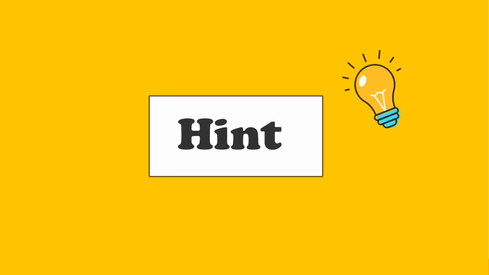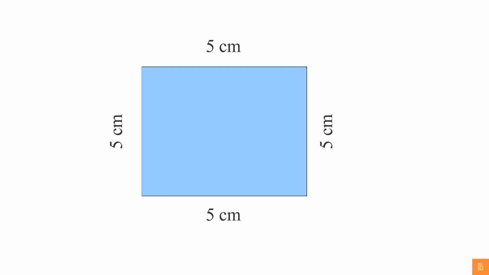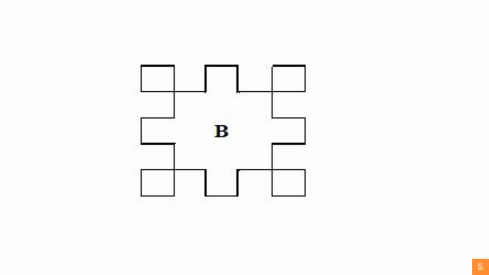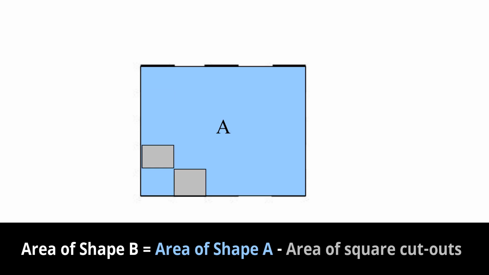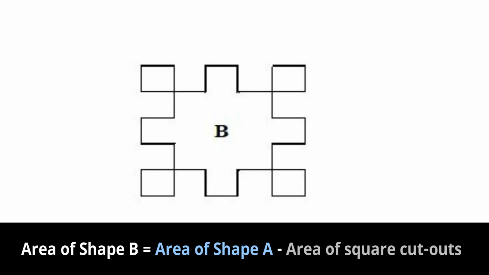Here is the hint to solve it. First, find the area of shape A, then find the area of square cutouts. To find the area of the shape B, subtract the area of square cutouts from the area of shape A. Now, check your answer with the solution sheet.